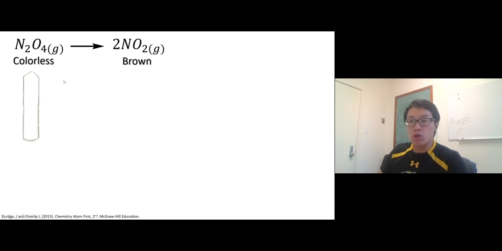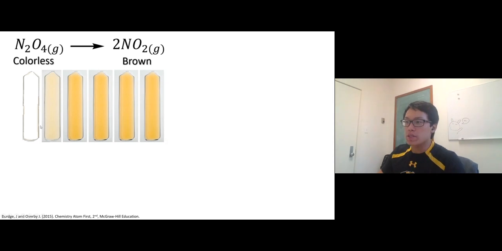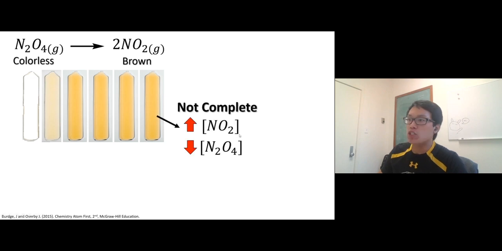Now, if we go backwards, let's say we synthesize pure N2O4, and then let it go over time. Let's see what happened. Look at the color. Turning brown, more brown, more brown, but not totally brown, right? Not in completion. So we have more concentration of NO2, of course, but lower concentration of N2O4. Well, surprise! What's going on here?